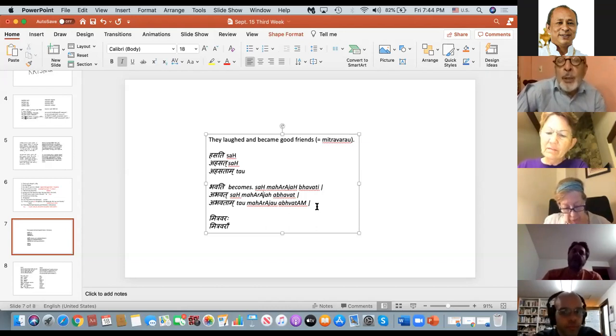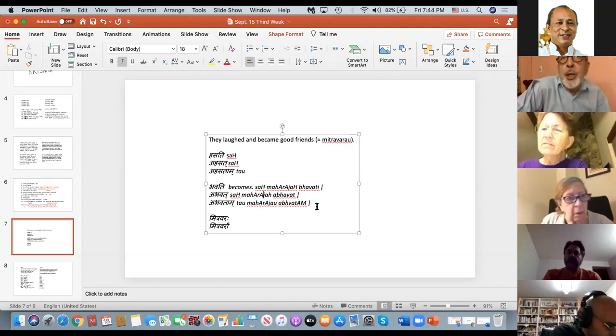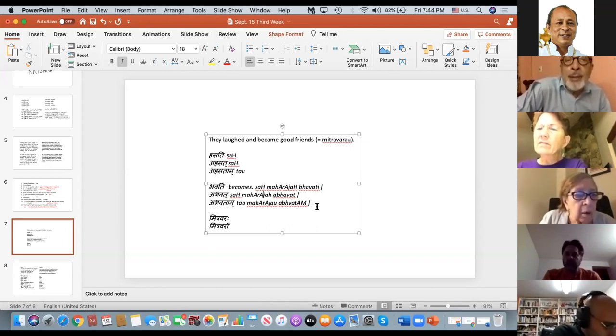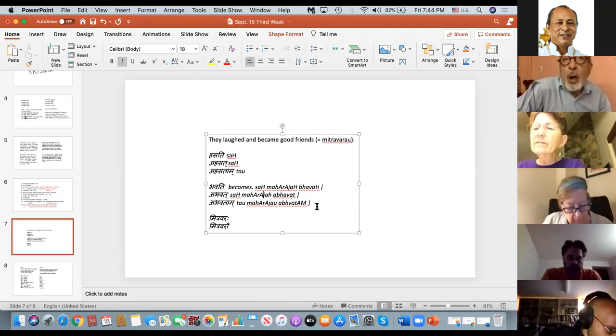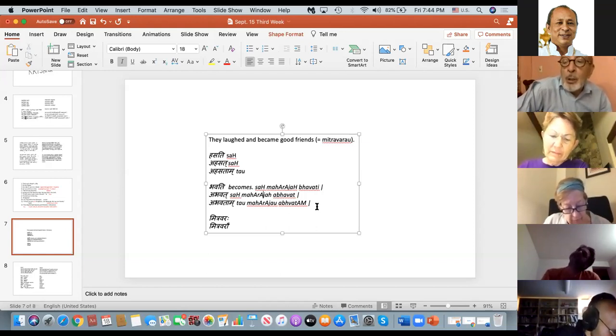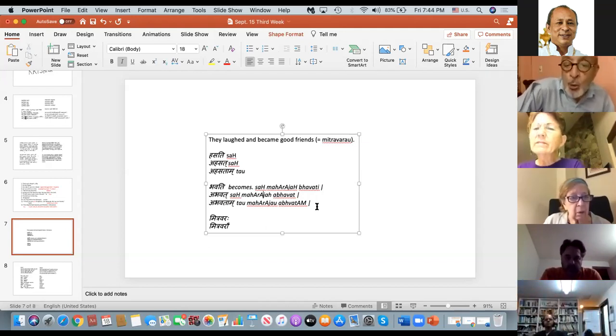Au sounds mean dual. Padapah means one tree. Padapau, can you guess what that means? Two trees. Same way, khagah, one bird. Khagau, two birds. Gautamah would be just one Gautam. Gautamau, two Gautams. Now au sounds make dual.